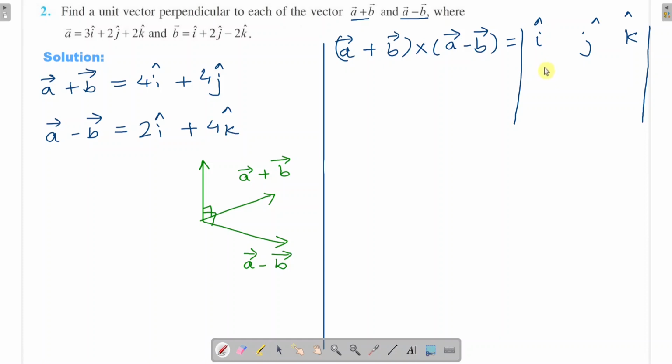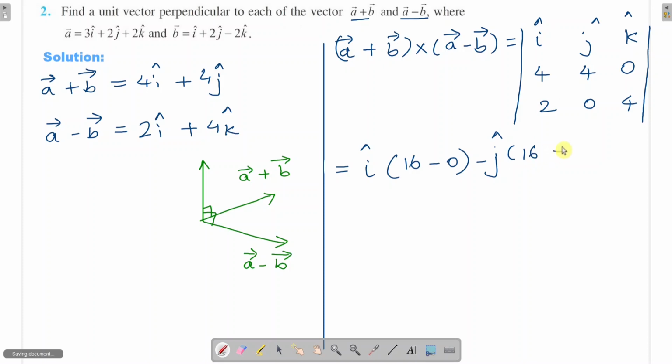Then coefficients of A bar plus B bar, that is nothing but 4, 4, 0. And then in the third row it is the coefficients of A bar minus B bar. So 2, 0, 4. Okay. So this will be equal to i cap, then 4 times 4 will be 16 here, minus 0 times 0 is 0. Then minus j cap, so 4 times 4 is 16 and minus 2 times 0 is 0. And then plus k cap, 0 times 4 is 0, minus 2 times 4 is 8.